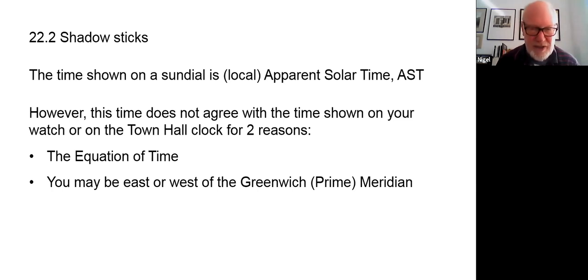There's something weird called the equation of time, which actually means the correction to time, which is far more sensible. And also, you may well not be on the prime or Greenwich meridian. Both of these factors cause the time that you read on a sundial to be incorrect. So how do we know what the real time is? Well, we've got to move on.